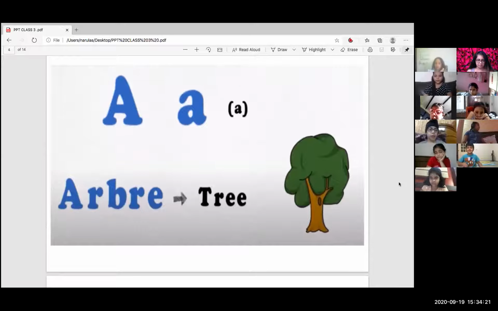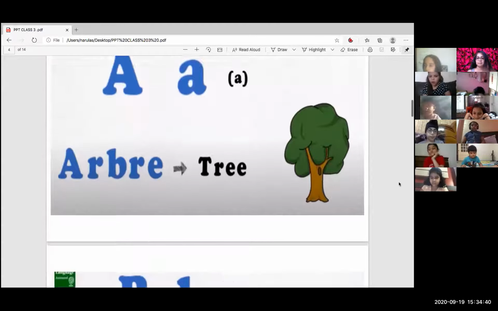A comma, arbre. Comma means "as in", okay? Comma means that this is the meaning of this word. So A comma, arbre. Arbre means tree, a tree.